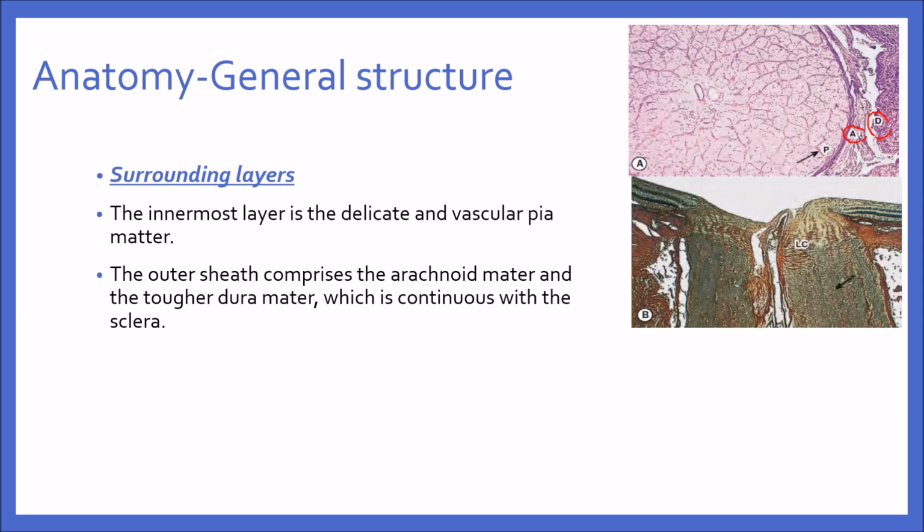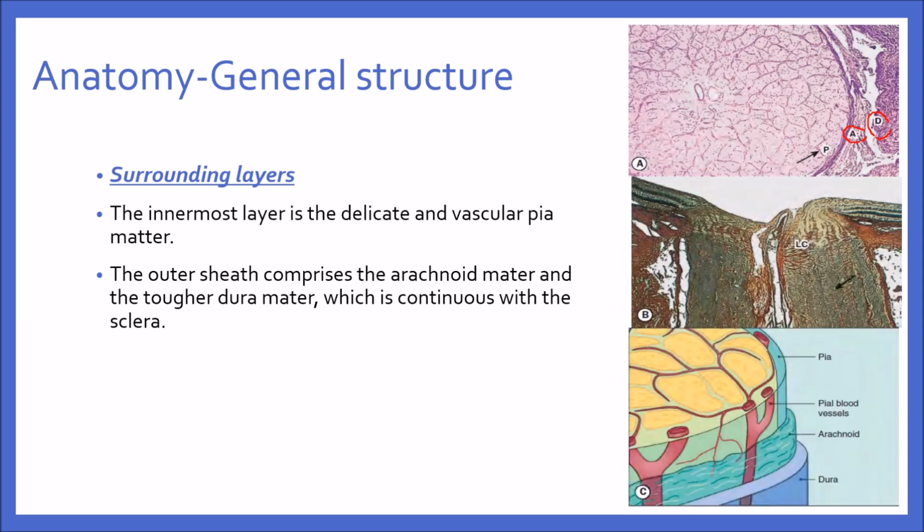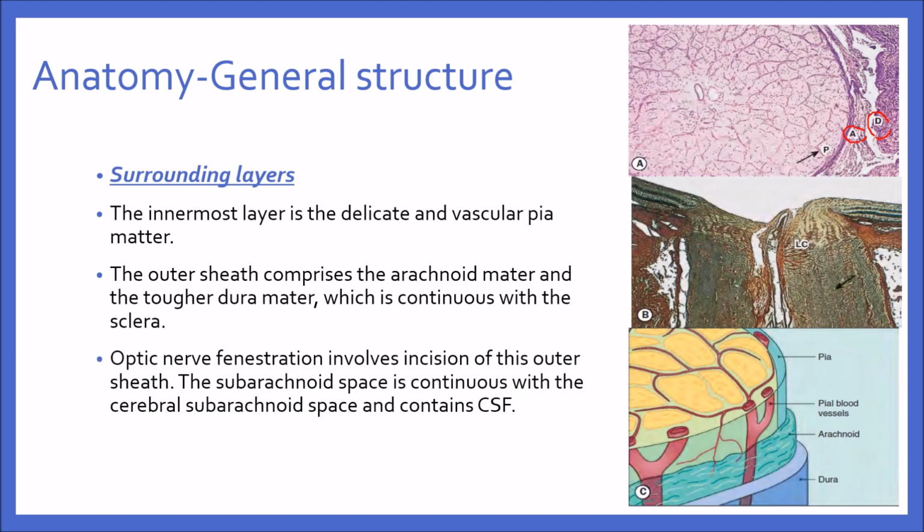Now, here in the similar picture, this arrow here, LC, denotes lamina cribrosa, and the arrow points to the fibrous septum. And again, this is a picture which denotes the pia mater, the blood vessels in the pia mater, arachnoid, and the dura mater. Optic nerve fenestration involves incision of this outer sheath. The subarachnoid space is continuous with the cerebral subarachnoid space and contains CSF.